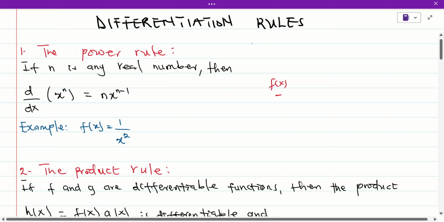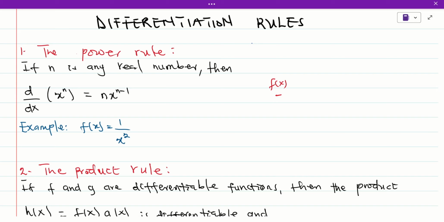So the first rule we have here is the power rule. The power rule says that if n is any real number, then when you differentiate a function x exponent n, you're going to get n multiplying x exponent n minus 1.